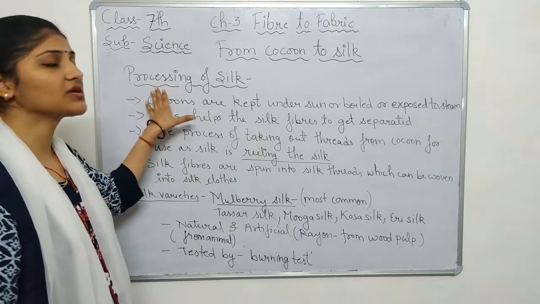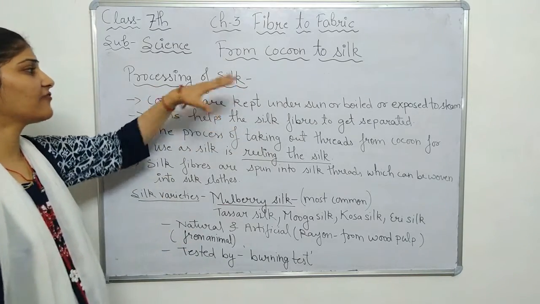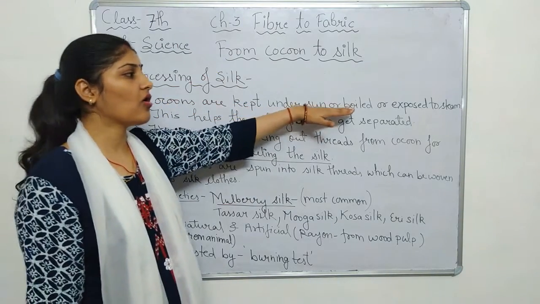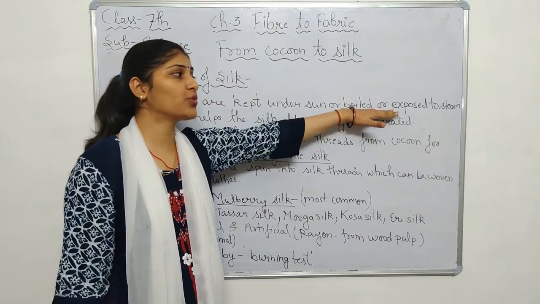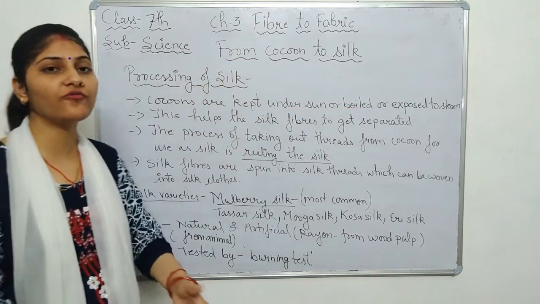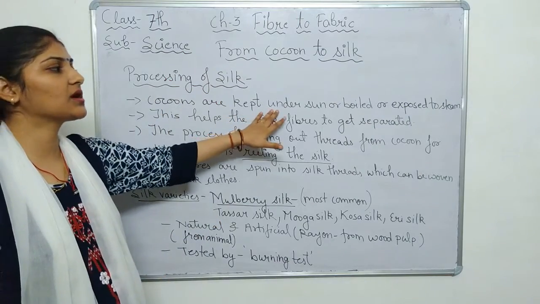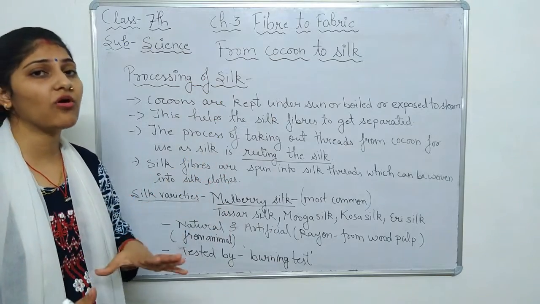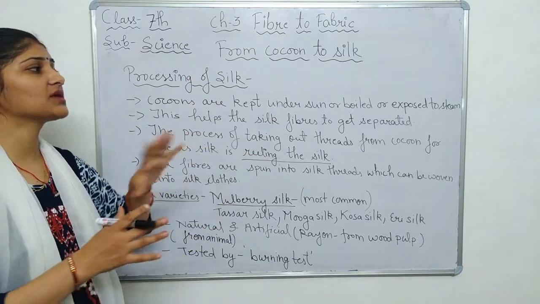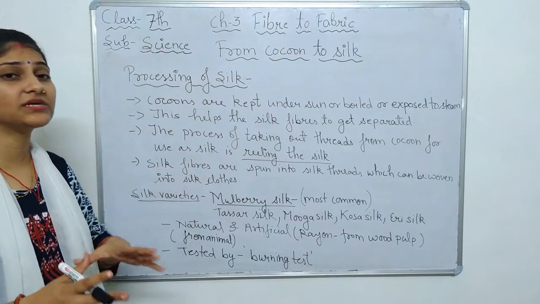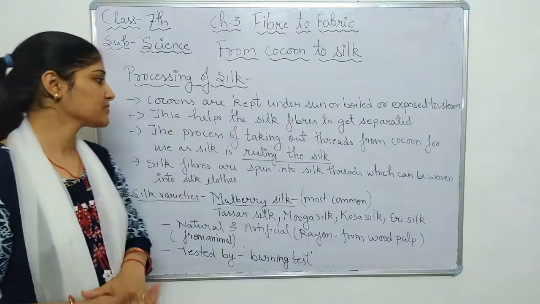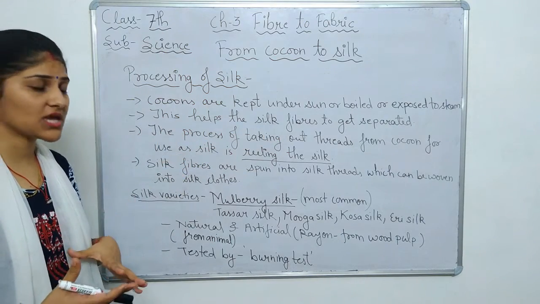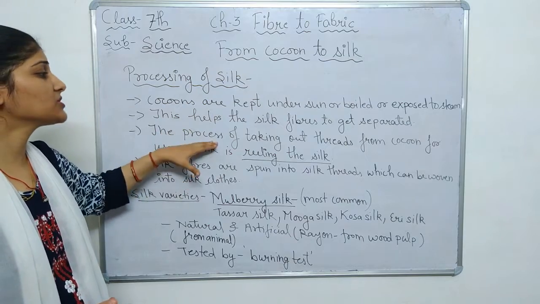Now next is processing of silk. In processing of silk, the first step is keeping the cocoons under the sun, or they are boiled, or they are exposed to steam. Why? This is because boiling or keeping under the sun or exposing them to steam helps the silk fibers to get separated.